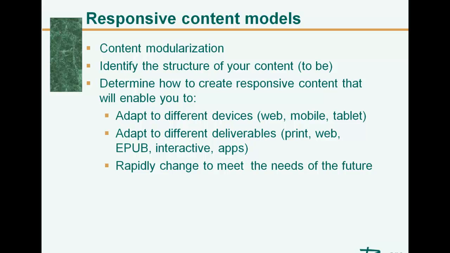When we're looking at the content and developing the models, we're figuring out how can we have this content adapt to different devices. So on the web, mobile, tablet, different deliverables, print, web. I know I kind of have it in both places, but we think about it as a deliverable. Whether it's an EPUB for an ebook, is it interactive? Is it an app? We're starting to see companies develop a lot of ebook apps and apps that really have a lot to do with content.